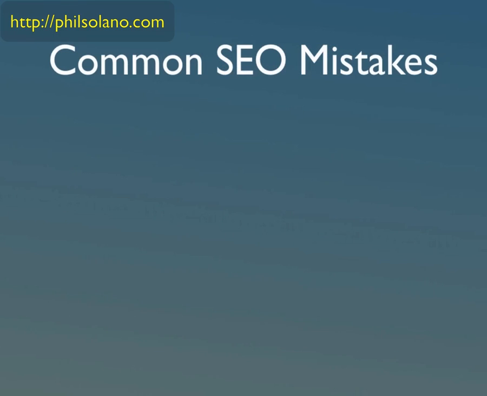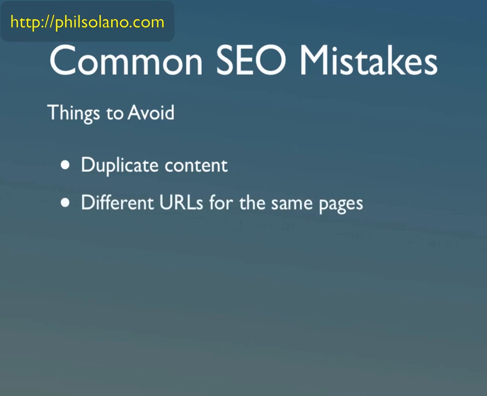Let's now take a look at some of the common SEO mistakes, things to avoid. Duplicate content. So I've already mentioned duplicate content earlier, where you must not copy other people's content and paste it onto your own site. But you can also get duplicate content within your own site. By that I mean, sometimes you can get different URLs for the same page.